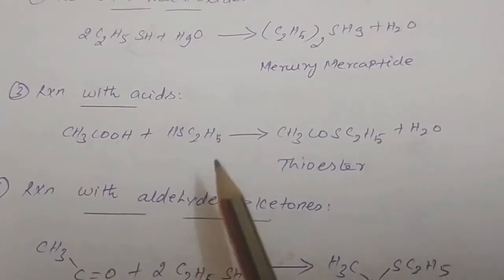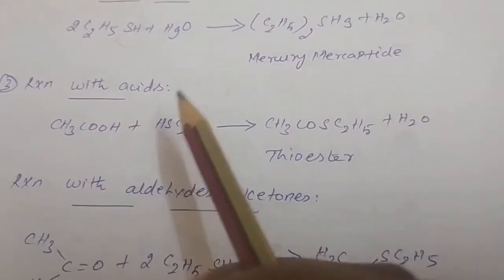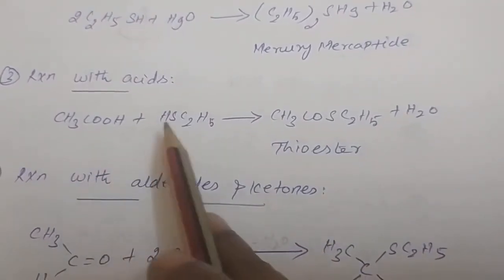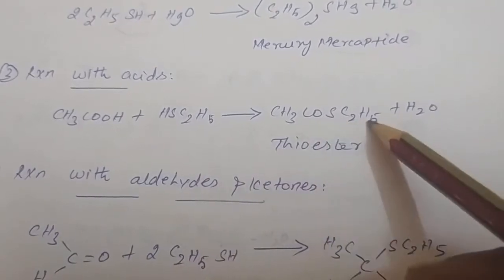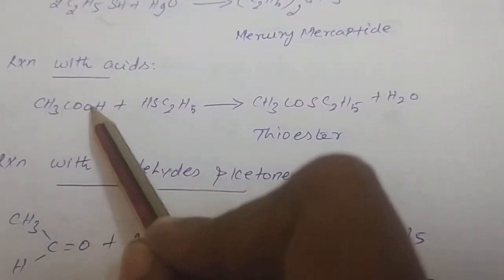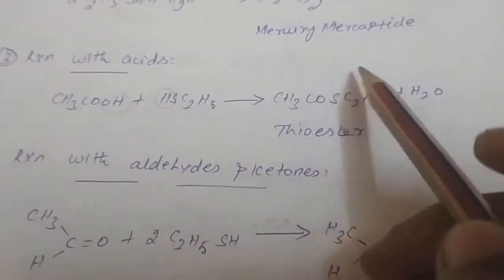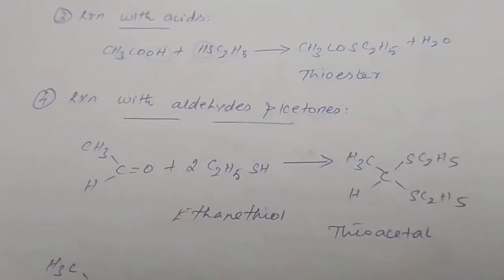So next reaction with acid. Already you know that acid reacts with alcohol to form ester. Here also acid reacts with thioalcohol to form thioester. So here this is the acetic acid, this is the thioalcohol. So water is removed here. So what is the other product? CH3COSC2H5. Thioester is formed.